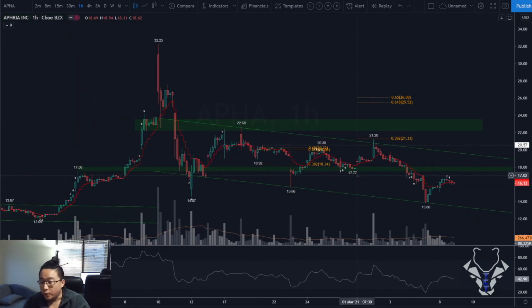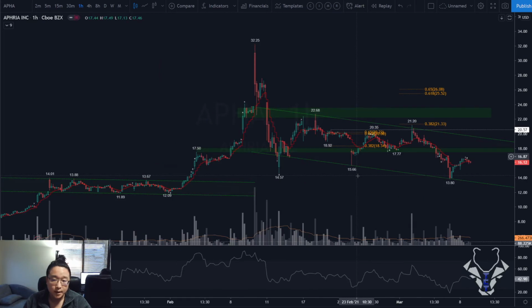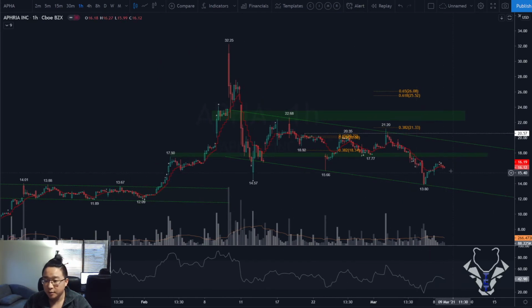And don't worry, I will be in this play, APHA. Just gotta find that right entry. You could consider playing it from here for the chance of going up, but right now you're in the middle of nowhere, no man's land. Why trade here? You can find a better entry. We drew this channel before we touched the bottom on Friday, so that could have very well been your amazing entry. That would have been the perfect entry on Friday.